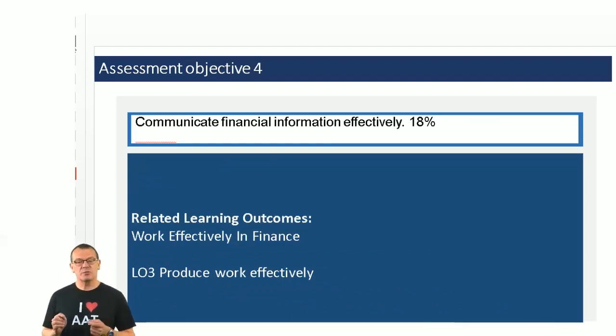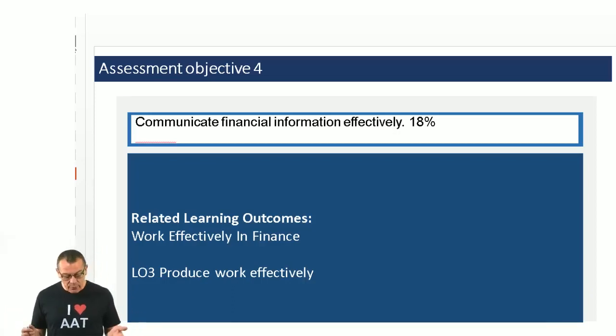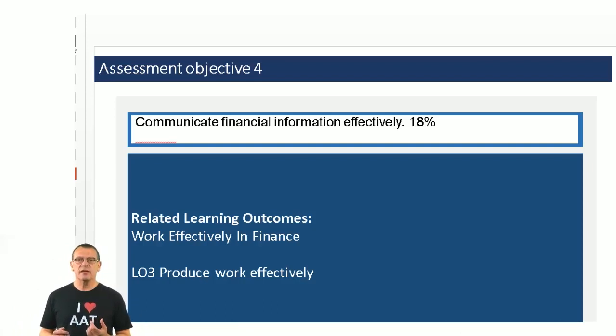AO4, Assessment Objective 4. What is this talking about? We're looking at 18% in weighting, and we're looking at working effectively in finance again. So we're going back to working effectively here. It's covered under AO1 and it's also covered under AO4 and could also trickle through the other units. But that's the LO3 that was missing from the first criteria.